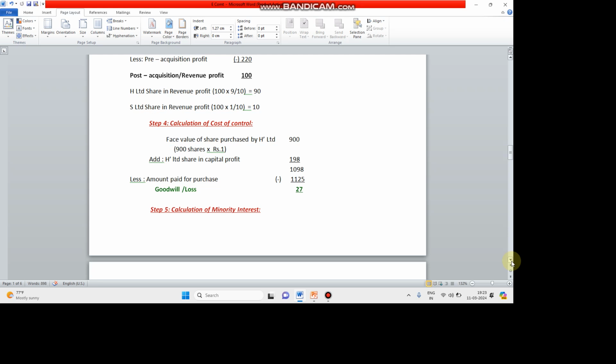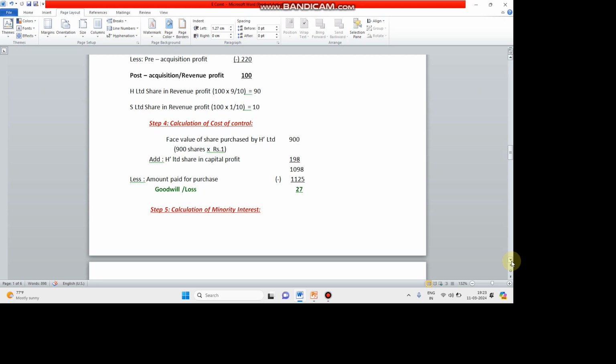In addition, H Limited's share in capital profit, 198. We are going to add: 1098. This is the share value. The amount paid by the holding company is 1125. We are going to compare. We are getting the loss. The loss will be taken as goodwill. If there is a profit, the profit will be taken as capital reserve.